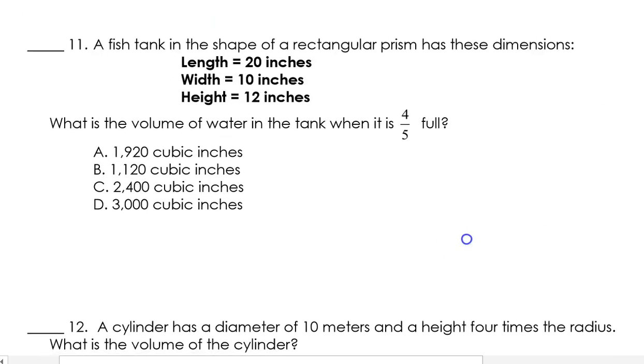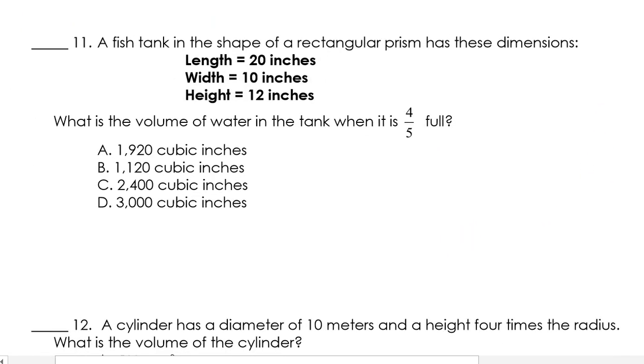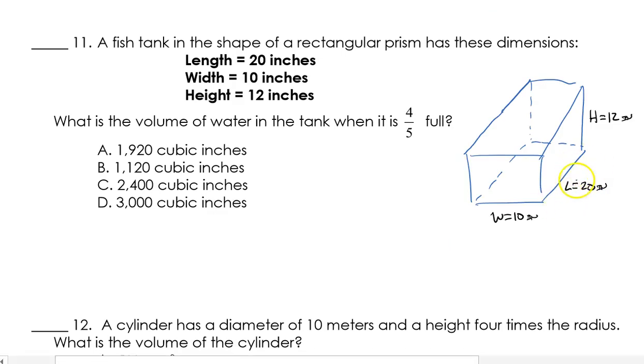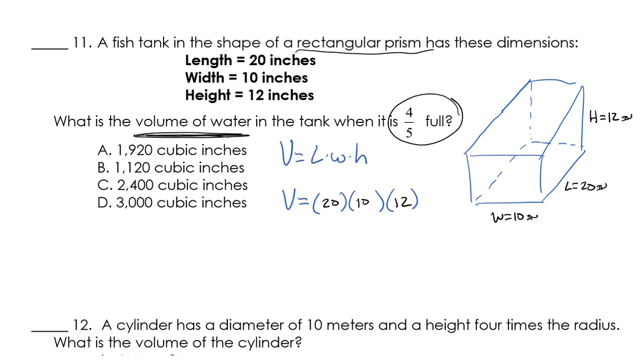Question number 11. A fish tank is in the shape of a rectangular prism with the dimensions of length is equal to 20 inches, height is 12, and width is 10. We are asked to find the volume of water, so the volume of this rectangular prism, but when it is only 4/5 full. So let's start off by finding the volume of this rectangular prism. We have a formula for the volume, which is that the volume is equal to length times width times height, or 20 times 10 times 12, giving us a volume. The volume is equal to 2,400 inches cubed.